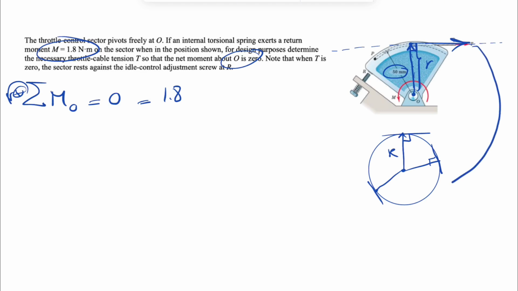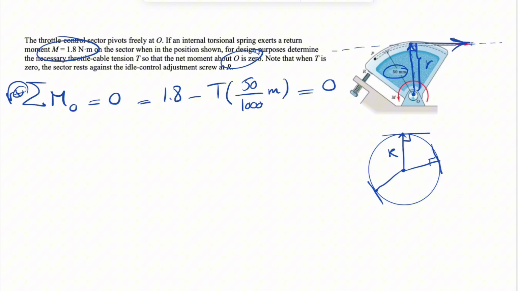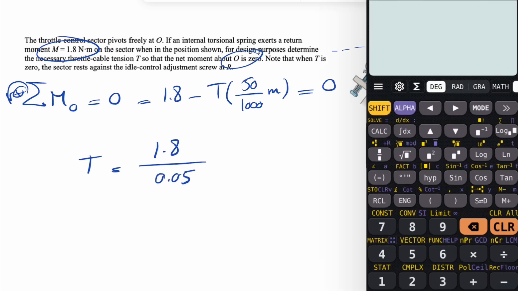We have, first of all, the moment of the T, as we can see, is clockwise, so we have a negative sign. T is our unknown, and the distance that we have for moment would be R, which is 50 millimeter. We're going to divide it by 1,000 in order to get it in meter. This will be equal to 0. So our T would be simply 1.8 over 0.05. Let's calculate this.